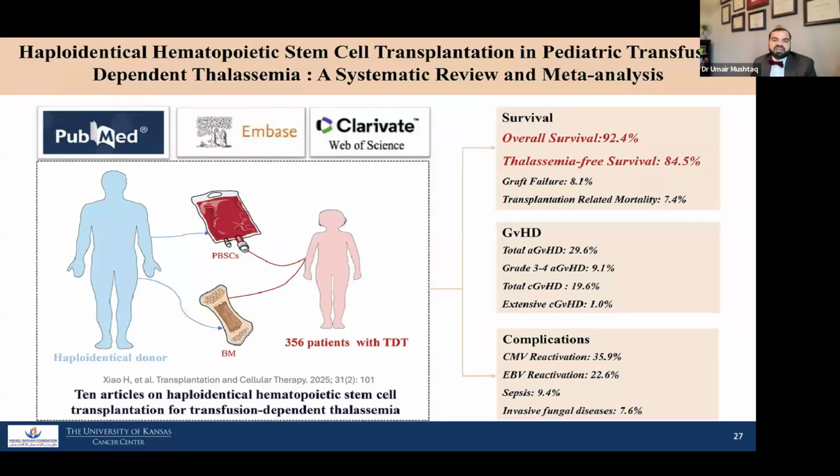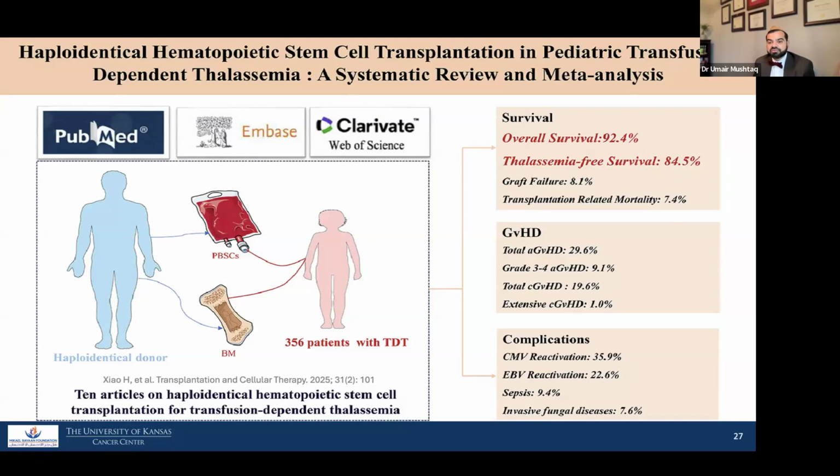This is a recent meta-analysis published in Transplantation and Cellular Therapy about pediatric transfusion-dependent thalassemia and outcomes with haploidentical transplantation. They included patients who received PTCy-based prophylaxis and also the Beijing protocol with ATG-based and CD34 selected graft-based regimen. And overall survival is over 90%. So 92% is reported. Thalassemia-free or disease-free survival is 84%. Graft failure rates are 8%.